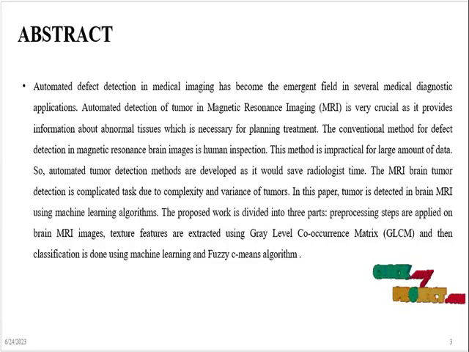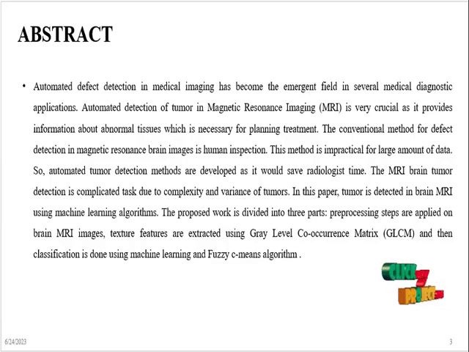The conventional method for defect detection in magnetic resonance brain images is human inspection. This method is impractical for large amounts of data, so automated tumor detection methods are developed as they would save the radiologist's time. MRI brain tumor detection is a complicated task due to the complexity and variance of tumors. In this paper, tumor is detected in brain MRI using machine learning algorithms.